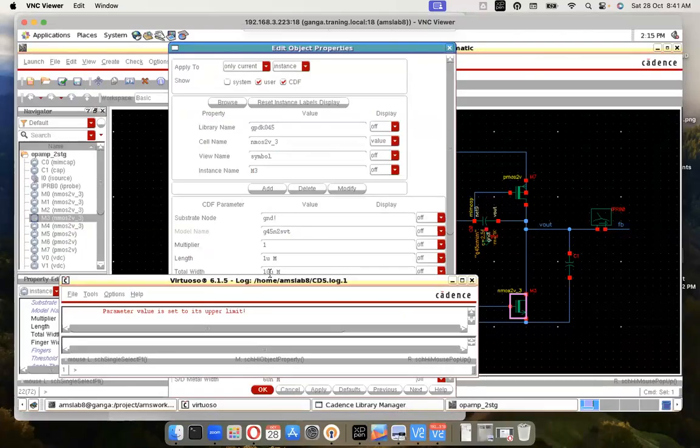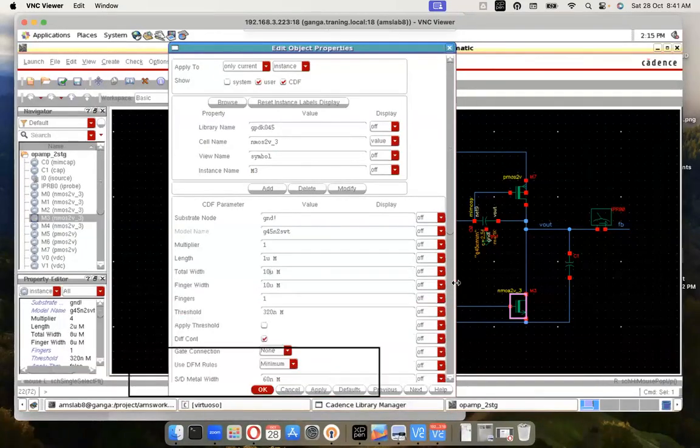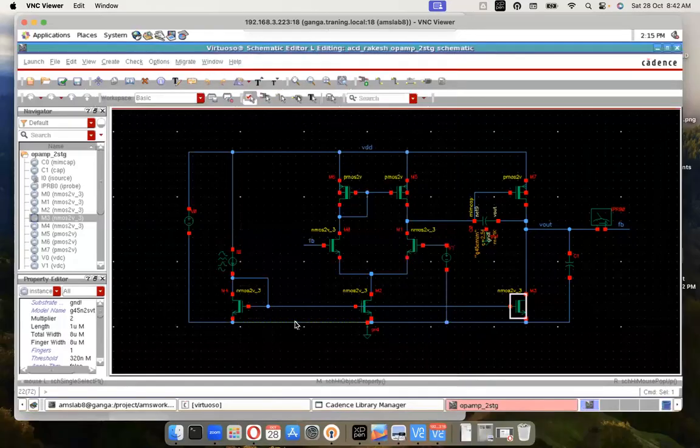So there is an upper limit of 10. So in that case, what we have to do is let's put it as 8. And there is something known as multiplier. Multiplier is nothing but same replication. How many replications would you like to have for the same transistors? So width is 8 micro into 2. Overall, it will be 16. 16 will be our W by L. So the lower transistors are all done.